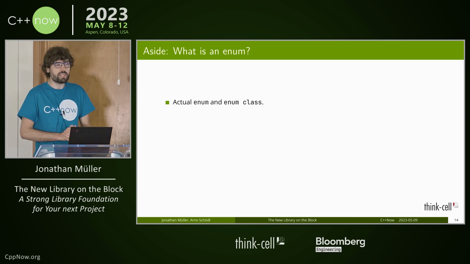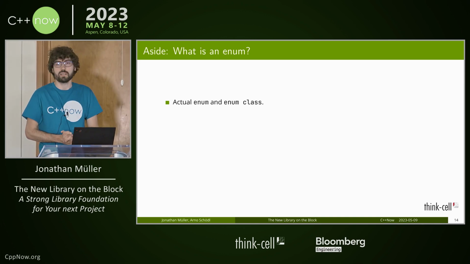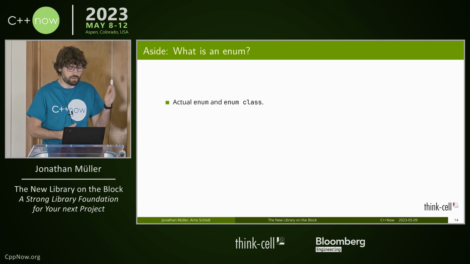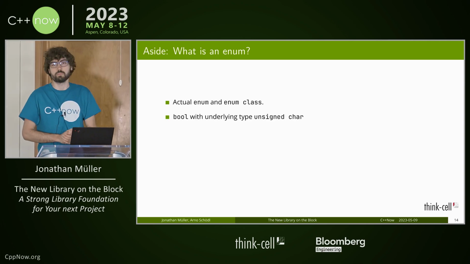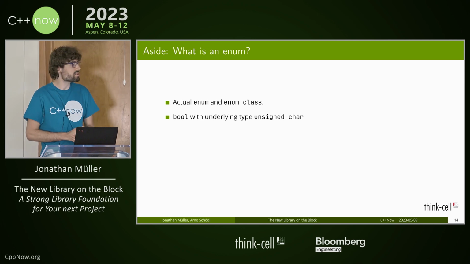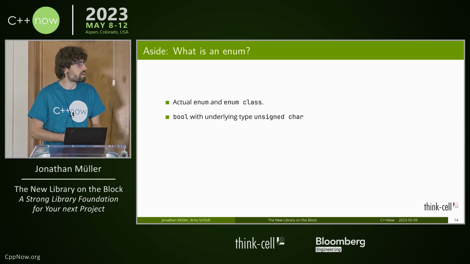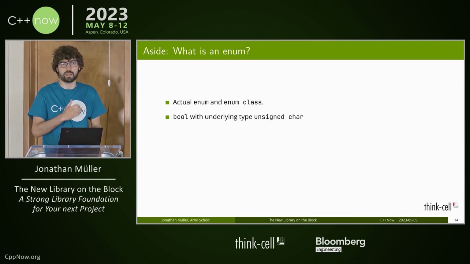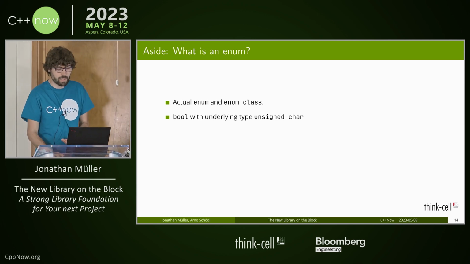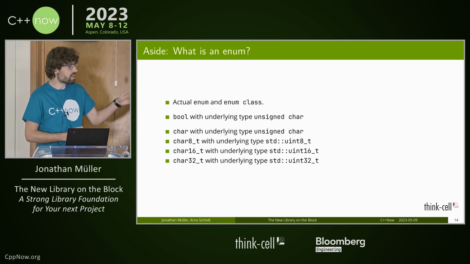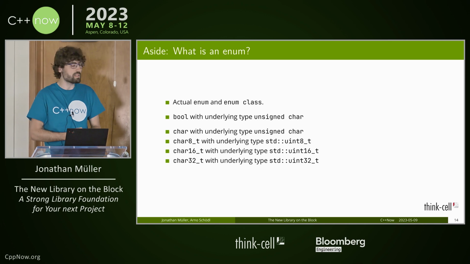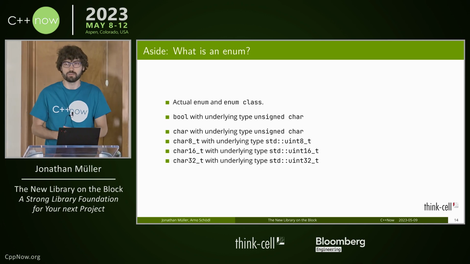So with to and from underlying, you can convert between an enum and its underlying type. So what is an enum? Well, first of all, we've got the actual enums and enum classes, but we also consider bool to be an enum, right? An enum with two values, true and false, and its underlying type is unsigned char. So you can convert a bool to an unsigned char using to underlying and get back with from underlying. And finally, we also consider the character types to be enums for those purposes. So each character type has a corresponding unsigned integer, and you can use to and from underlying to convert between the character and the code unit it represents.